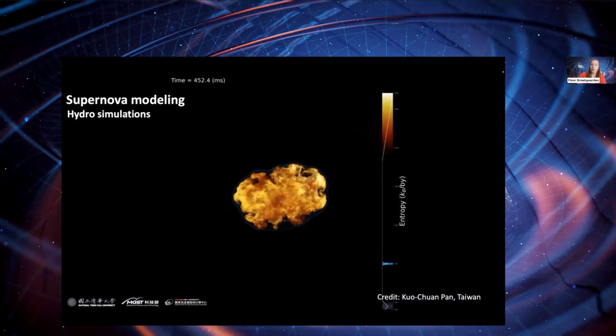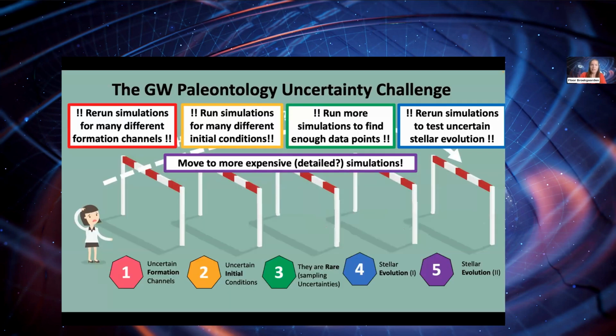And so what we really have to do is basically implement more expensive and hopefully more detailed or better physics models into our simulations to do a better job at understanding these uncertainties from the modeling, but also understanding the physics that's important for stellar evolution and for forming these gravitational wave sources. Okay, so we have these 5 challenges.